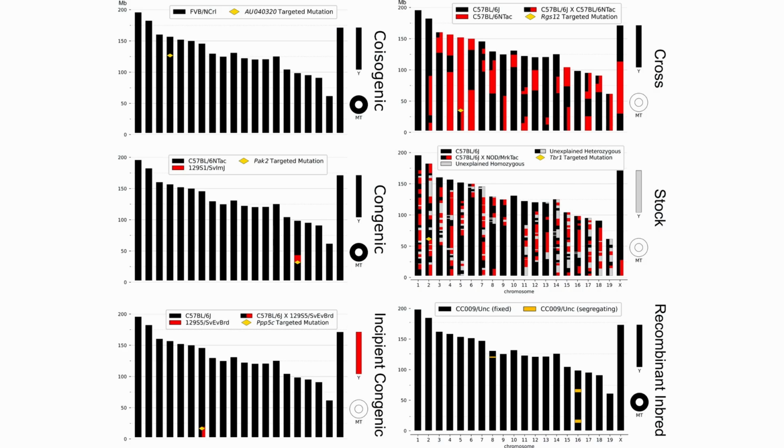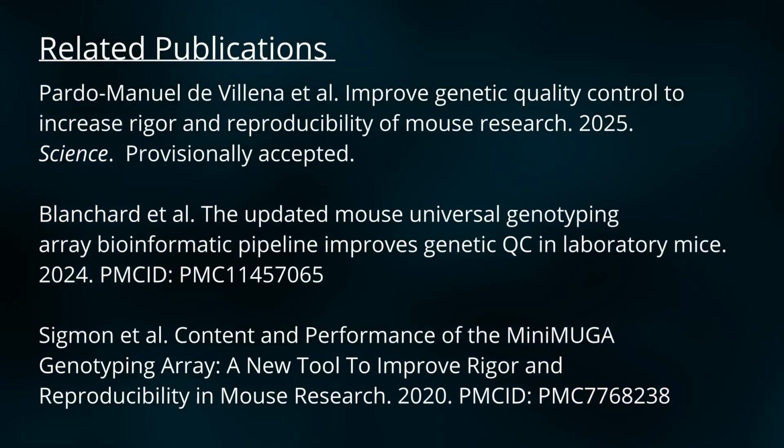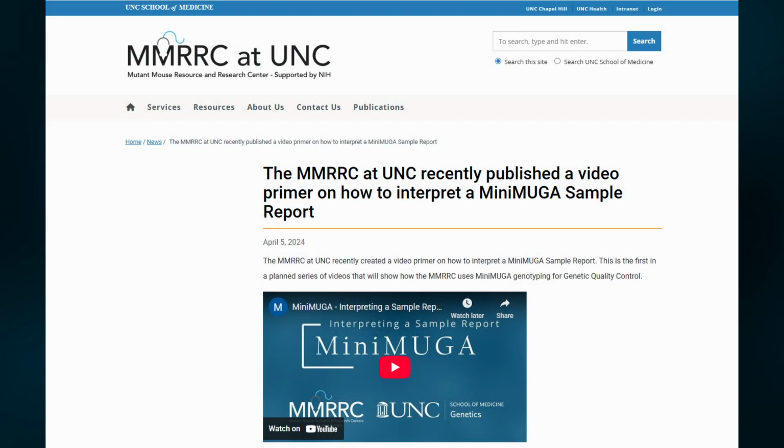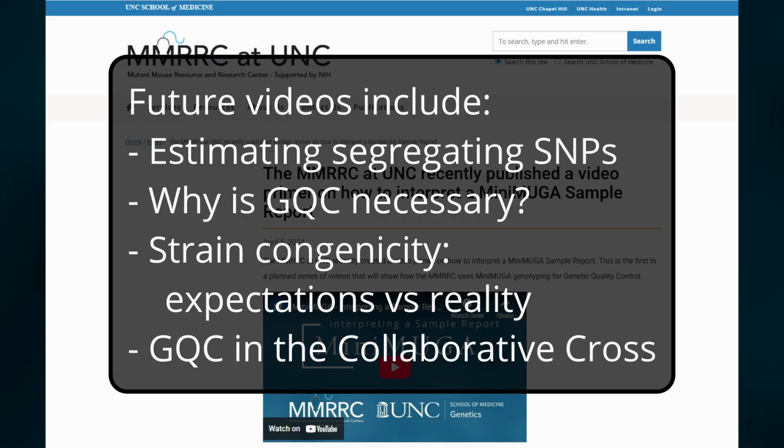The ideogram provides a simple way to confirm the strain type classification for co-isogenic, congenic, incipient congenic, recombinant inbred, and consomic strains. More details can be found in the following publications. Additional webinars will be created and posted on the MMRRC website.